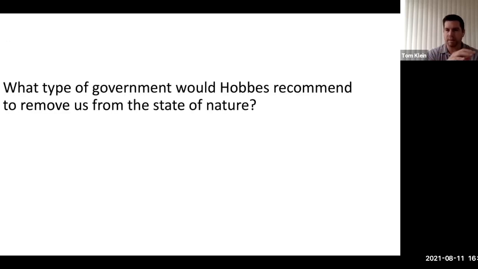Now, here's the thing about Hobbes, and I asked this question in the lecture slides: what type of government would Hobbes recommend to remove us from the state of nature? And maybe the answer would protect you, but let's talk a little bit more about Hobbes. Now, Hobbes's biggest fear was dying a violent death, okay? So when he theorized the idea of giving up certain rights and liberties in exchange for government, he's really talking about giving up those rights and liberties in exchange for protection. So to Hobbes, the biggest role of the government was to protect its citizens.